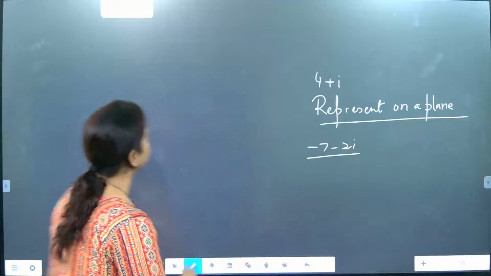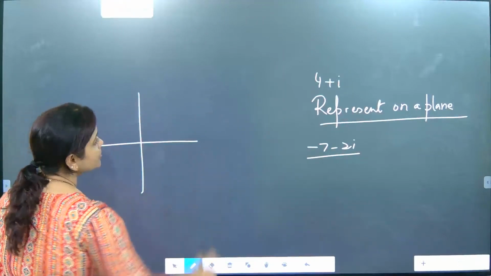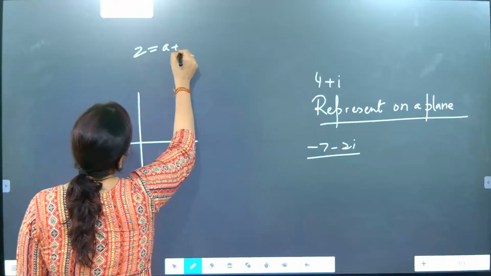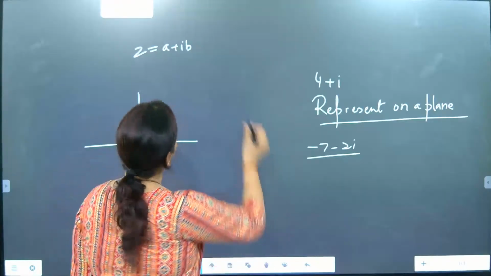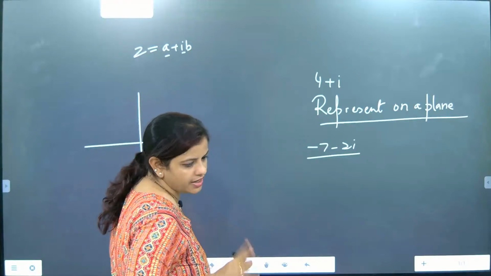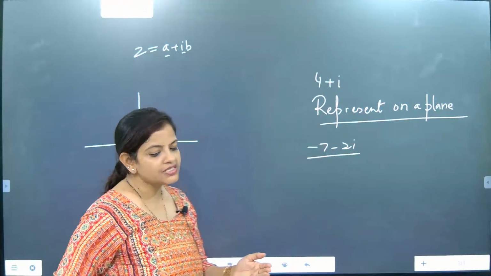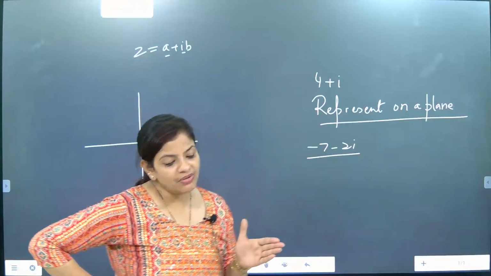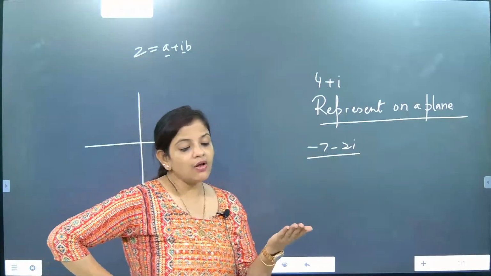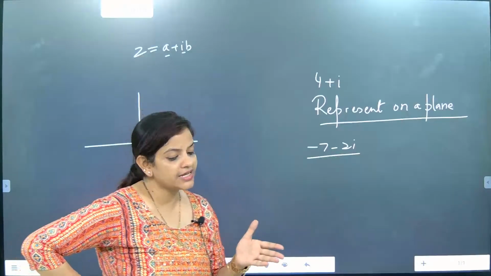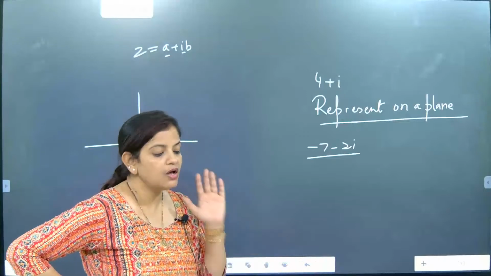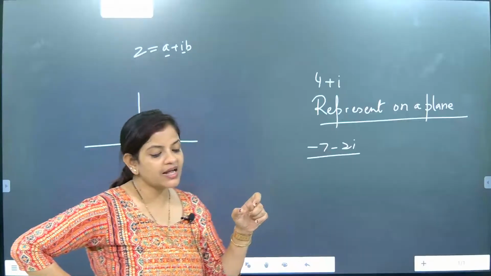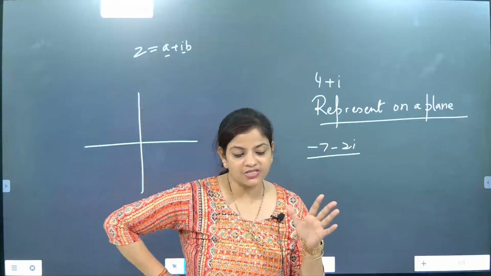So the concept is very simple. Whenever we are writing z = a + ib, always remember a and b are real numbers. a is the real part of the complex number and b is the imaginary part. So a will always indicate the x-axis and b will indicate the y-axis. We need not worry too much about it: a is the x-axis, b is the y-axis. That part we must remember and solve.